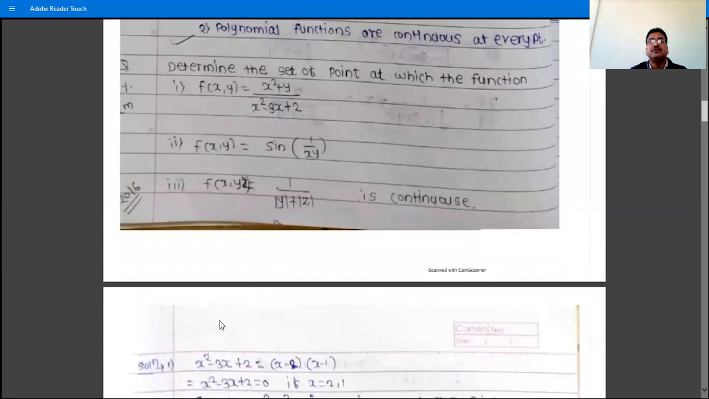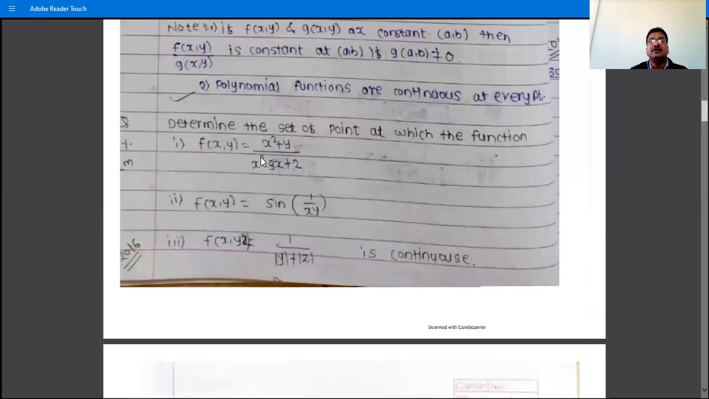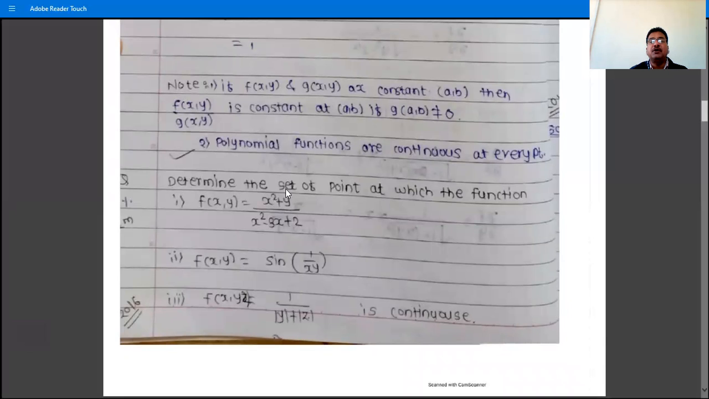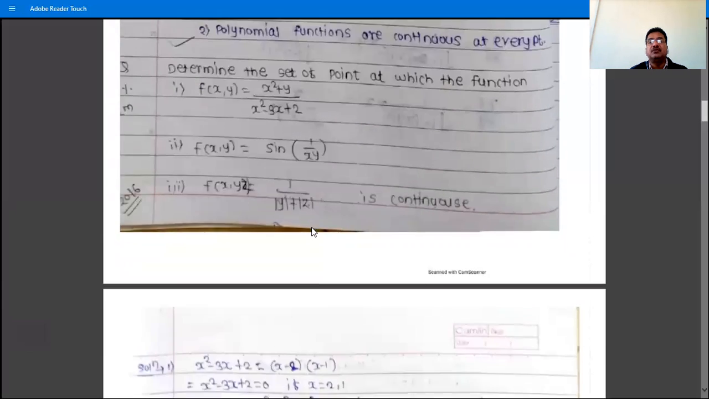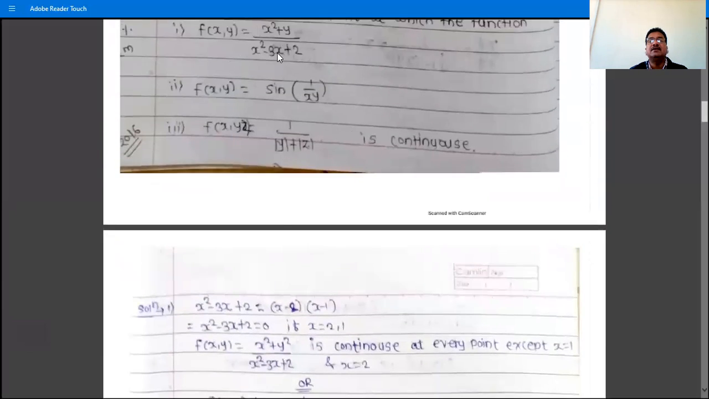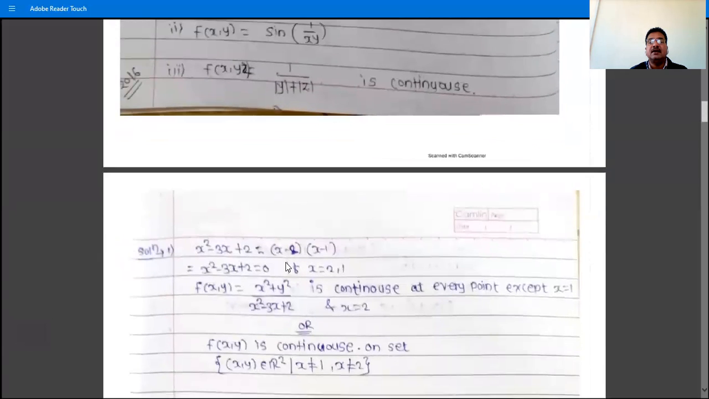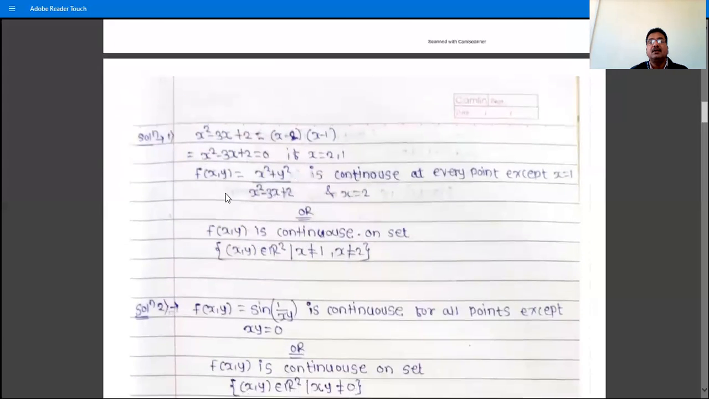Okay, so the answer for the first function. x squared plus y squared is a polynomial function, so it's continuous everywhere. x squared minus 3x plus 2 is also a polynomial function, so by using this note, it is continuous everywhere. But their division is continuous only if the denominator is not equal to 0 at that point. So when the denominator is 0, x squared minus 3x plus 2, what are the factors? x minus 2, x minus 1.